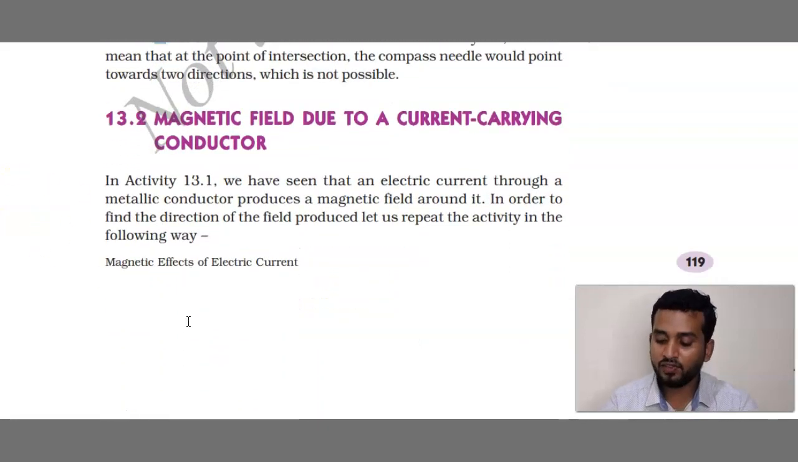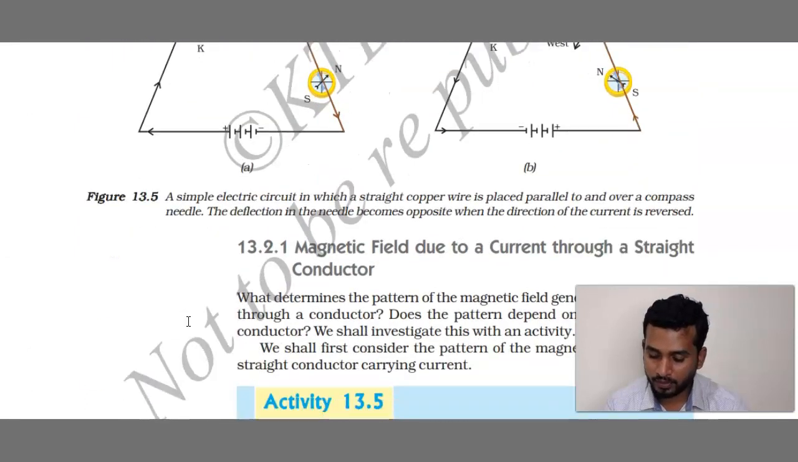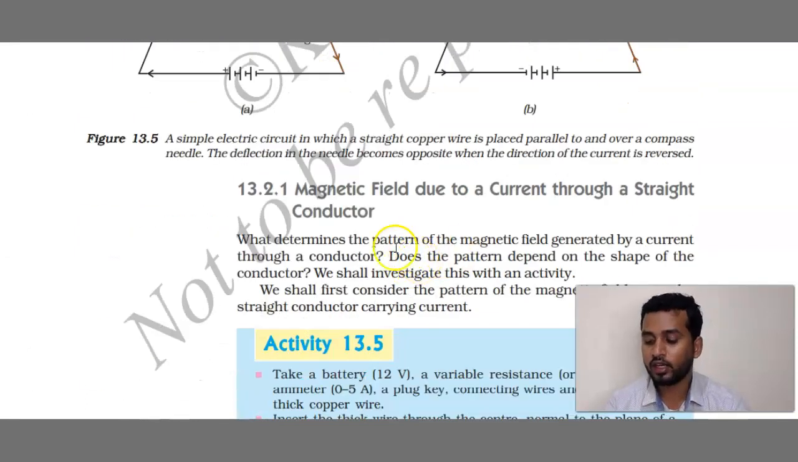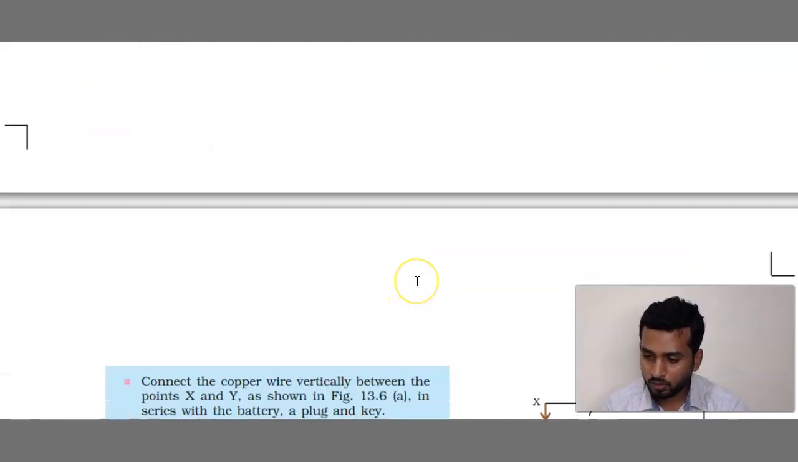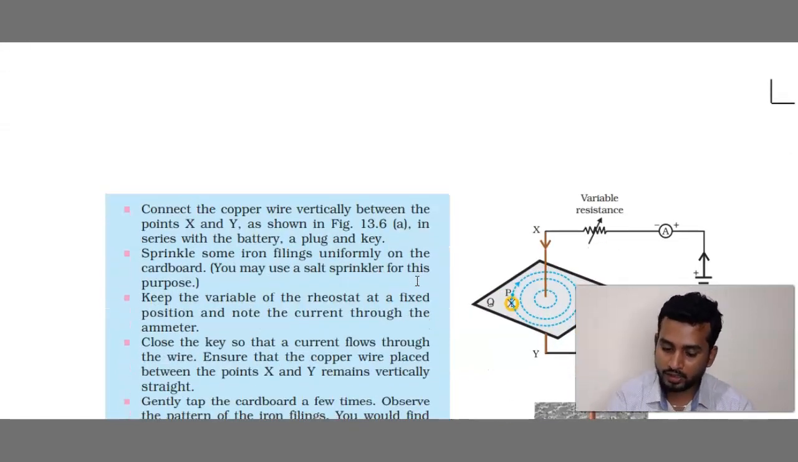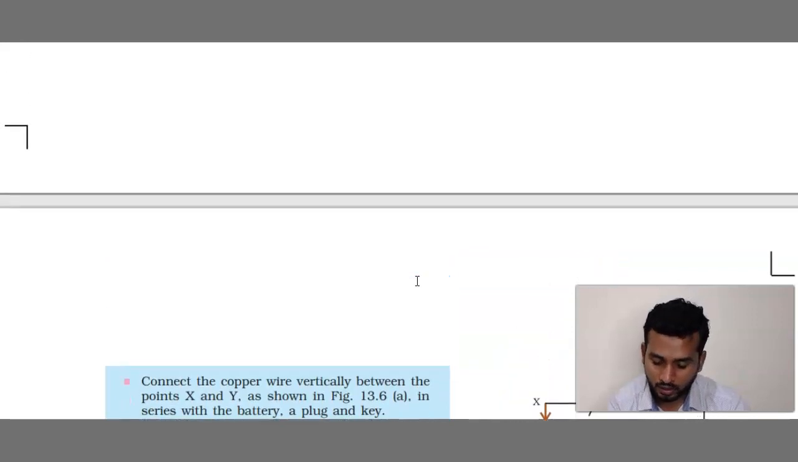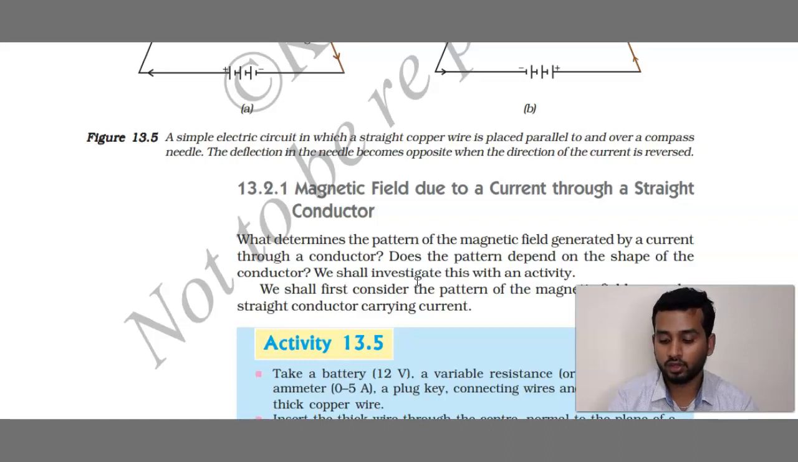Now, magnetic field due to current carrying conductor. You can read how it happens. Magnetic field due to current through a straight conductor. You can study this too. In this straight conductor topic, children, one thing I would like to tell you: you have to write a short note on this. They may ask you this question. You have to explain magnetic field due to current through a straight conductor.